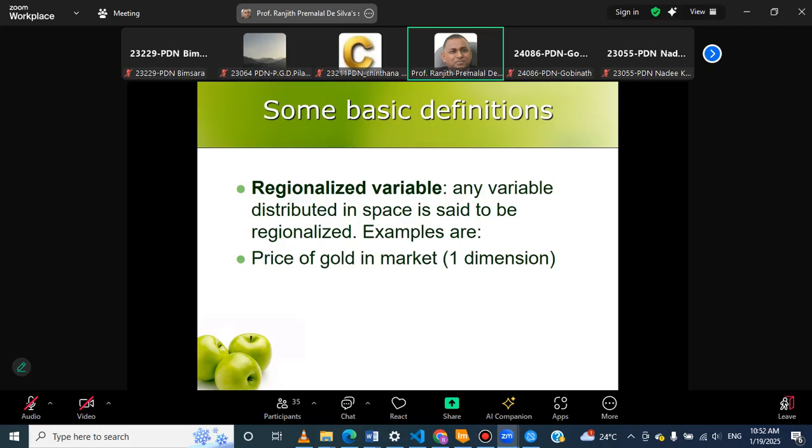So market is a single place. You don't look at the location of the market. But if you look at the spatially distributed regionalized variables, it is important for us to understand how these are varying, mostly when it comes to natural phenomena. It is important. We are trying to study those in spatial statistics.